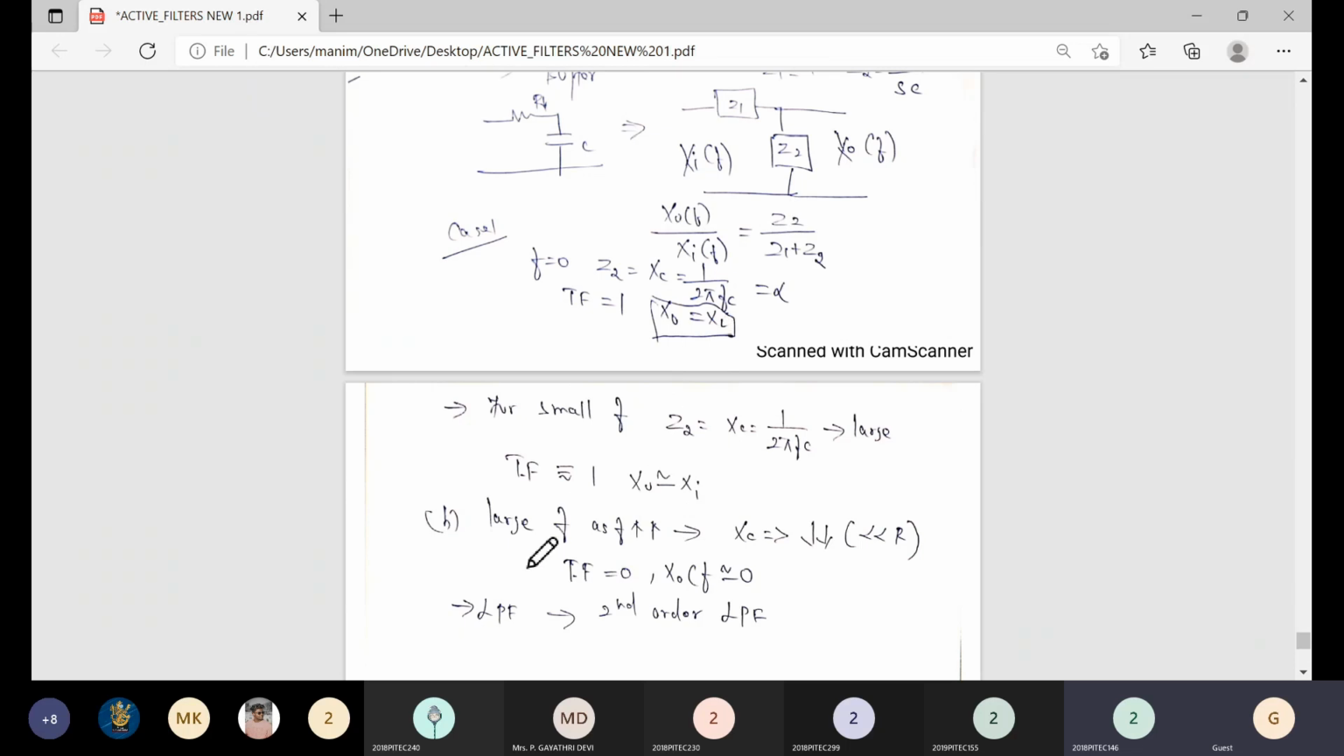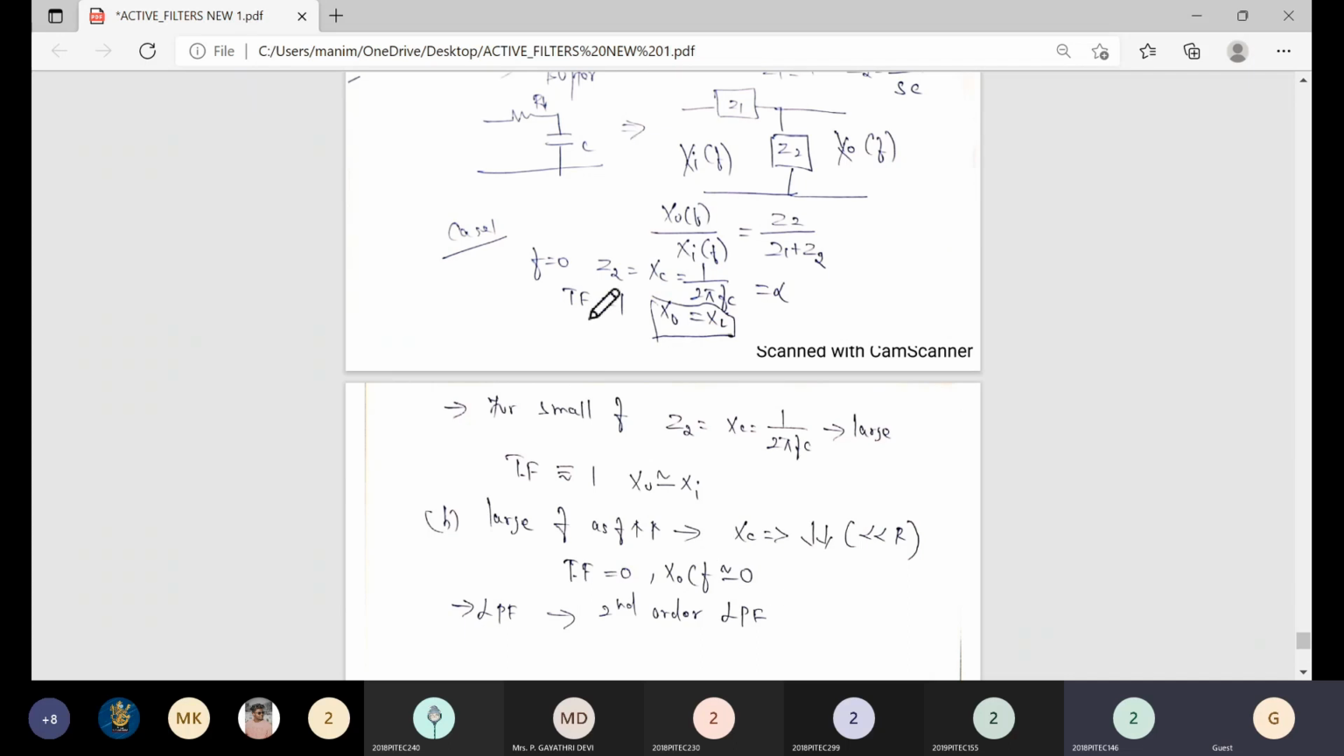Then consider the third case, high frequency. What is the capacitive reactance at high frequency? It is approximately 0. Since the frequency is a very large value, 1 by the large value is a small value. So Z2 is small, and the output should be approximately equal to 0.